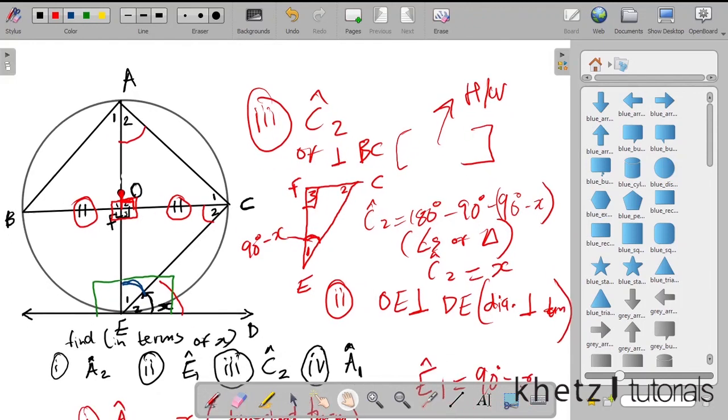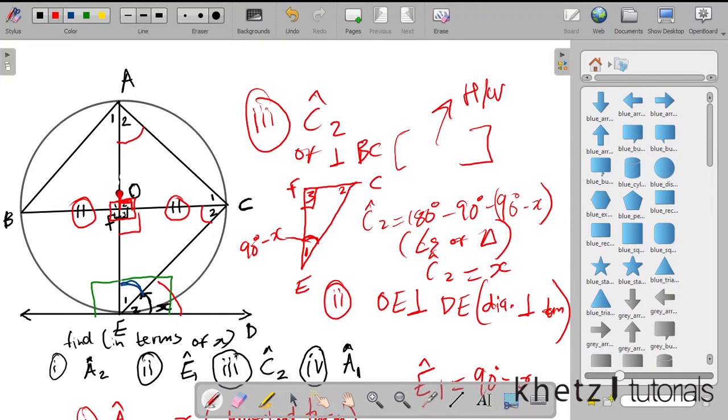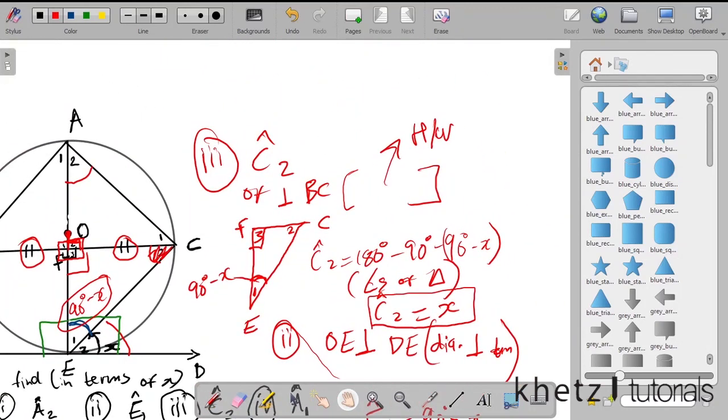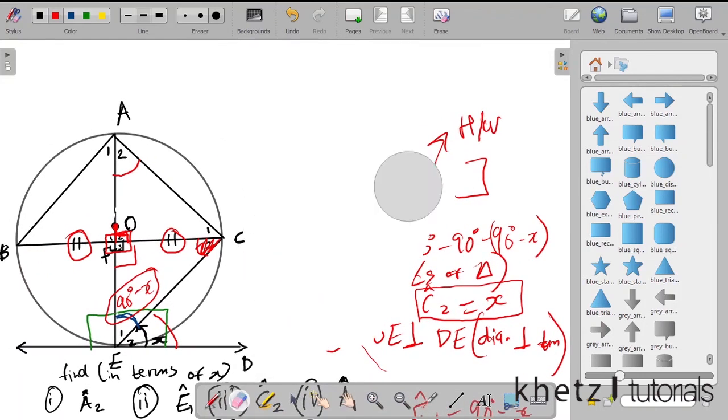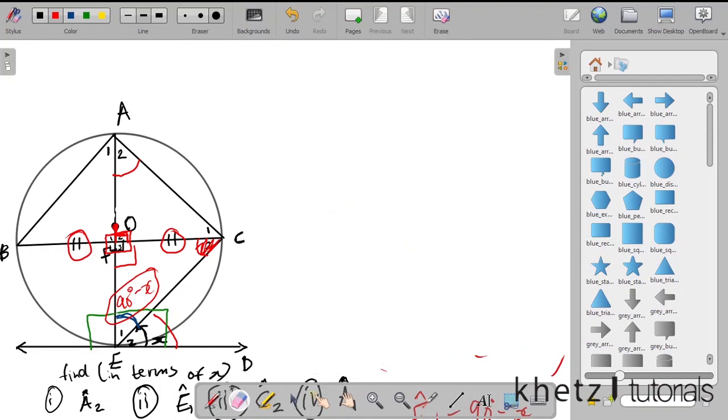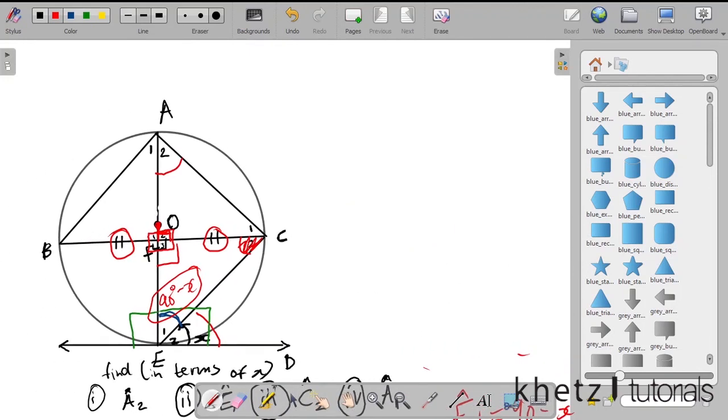So you basically have your 90 degrees over here. You basically have your 90 subtract x here as your angle in terms of x, and you're asked to find this here. And that is what I basically did. And the answer you should get for C2 should be C2 is equal to x. I can just quickly erase that so that I create space for question 4, which is asking us for A1. So question 4, we have to find A1.